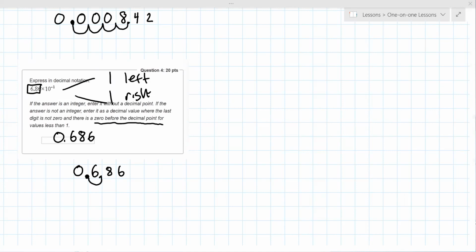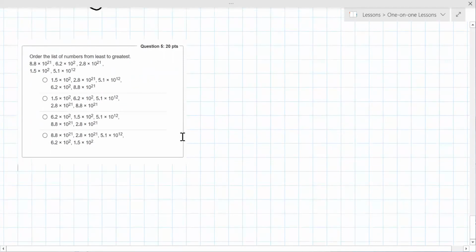This next question is actually a really good standardized test question. Whenever you have to sort things, and I don't have any of these in my questions, but these are good to have here. Order from least to greatest. The first thing to do is look at the exponents. You've got 10 to the 21, 10 squared, 10 to the 21, 10 squared, 10 to the 12. Which is the biggest exponent? The 8.8 and the 2.8 don't matter in this case. They do, but we're making a first pass.